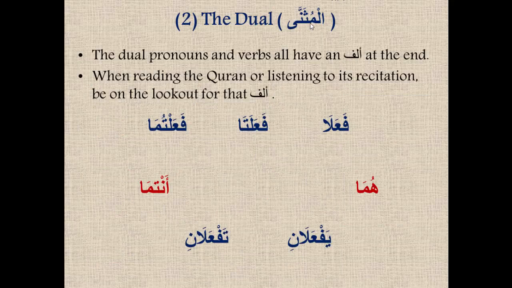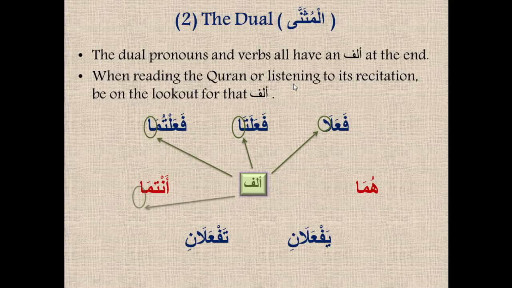So one of those features is the alif at the end. There's an alif. So the dual pronouns and the dual verbs all have an alif at the end. When reading the Quran or listening to its recitation, pay attention for that alif. Be on the lookout for it. So, fa'ala, an extension, elongation at the end. Fa'alata, fa'altuma, antuma, taf'alani, yaf'alani, and huma. There's a shared alif in all these cases.